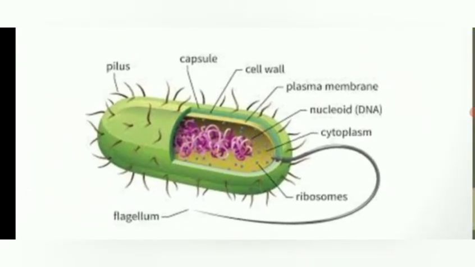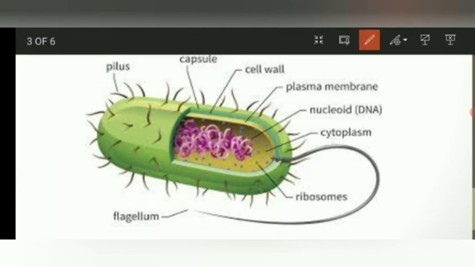Here you can see a beautiful structure of bacteria. This bacteria consists of a cell wall. Where is the cell wall? The outermost covering is called a cell wall. Here you can see, this is the outermost covering. And it also has a plasma membrane or cell membrane, which is just inside the cell wall.